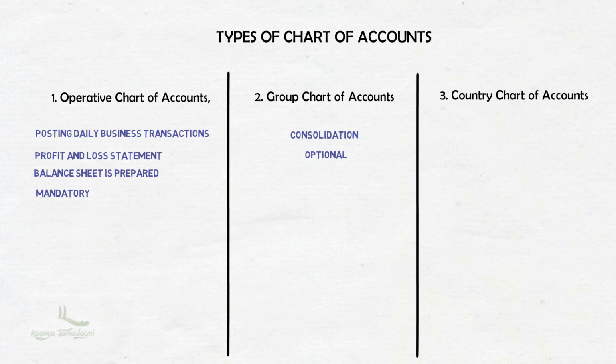When I say consolidation, if you can remember the example of Tata Group of companies which I explained during the enterprise structure, if I want to consolidate the profit and loss statement and the balance sheet of the companies TCS, Tata Steel and Tata Motors, then we have to maintain the group chart of accounts, because we have to consolidate it. Correct, right?